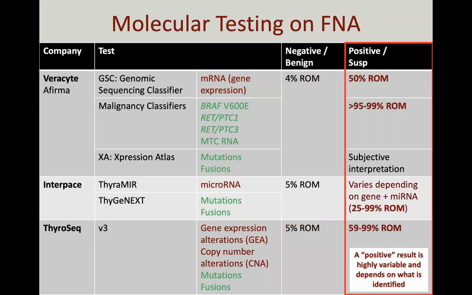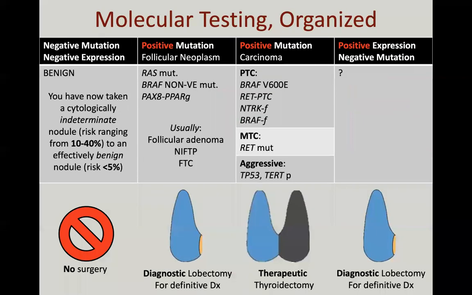But if you have a positive result in either of those categories, it is highly variable and depends on what is identified. So what are we dealing with? Next slide. So if you have, again, a negative mutation and a negative gene expression profile, you're basically benign. You don't have to undergo surgery. If you have a positive mutation that is of a follicular neoplasm sort, right, like RAS, like BRAF non-V600E, like PAX8 PPAR gamma, you're dealing with maybe a follicular adenoma, maybe a follicular carcinoma, maybe a NIFTP, but these patients generally will undergo diagnostic lobectomy for definitive diagnosis.